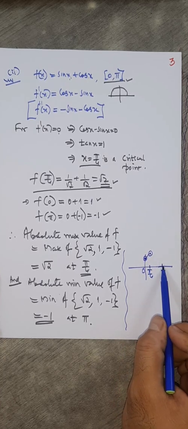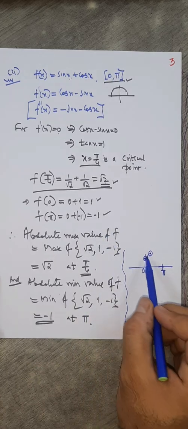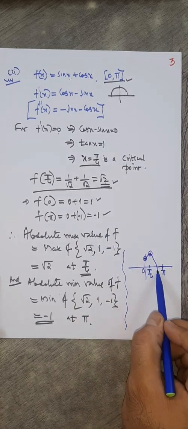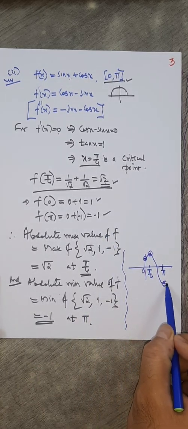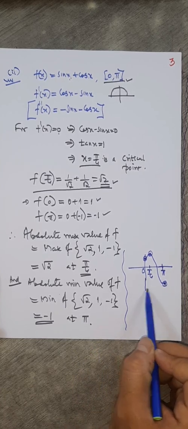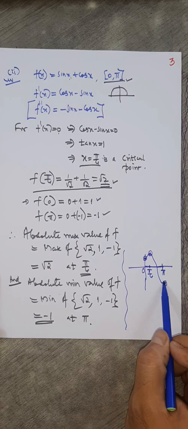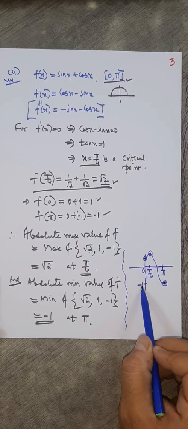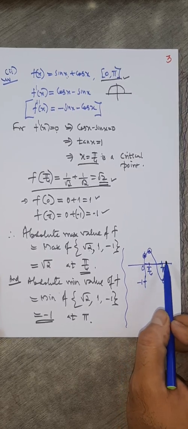And what about at pi? It has value how much? Minus 1. Then the graph may come down like this here. Right? So roughly the behavior is this. This is the lowest value in the entire domain, and that lowest value is here, minus 1. This is in fact the local maximum.